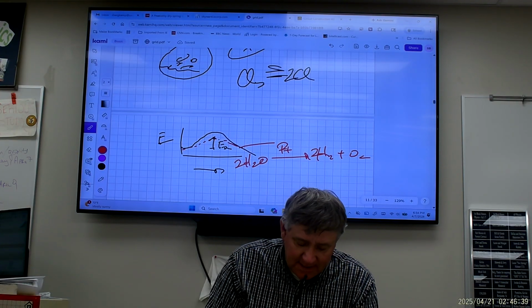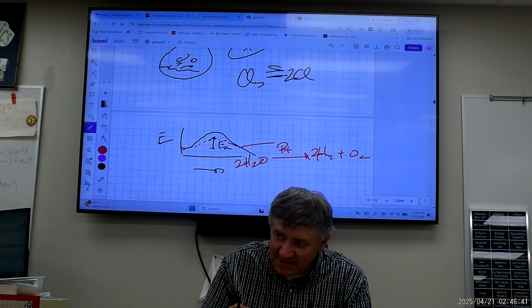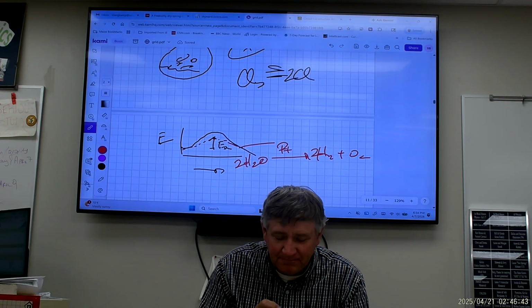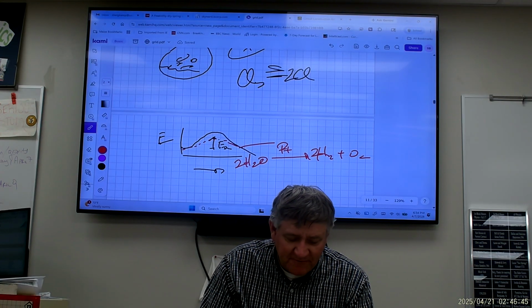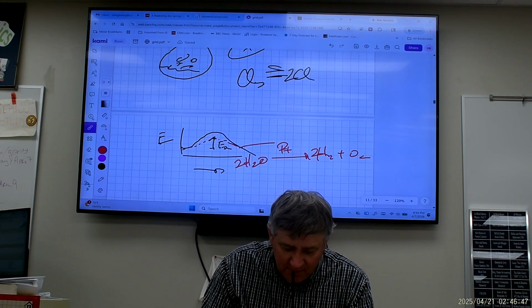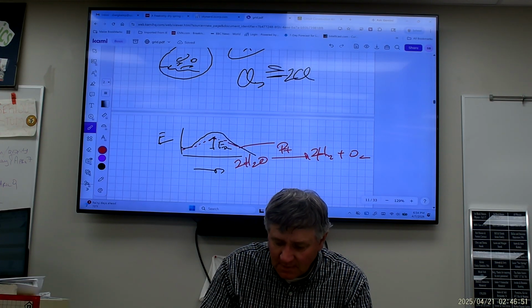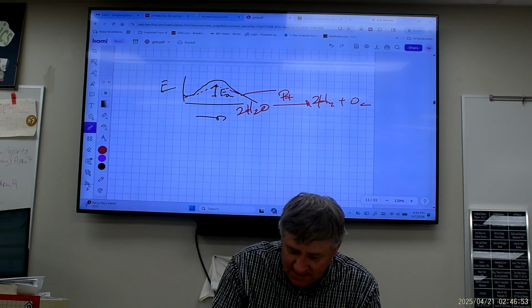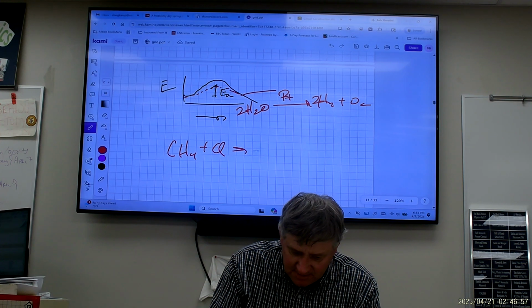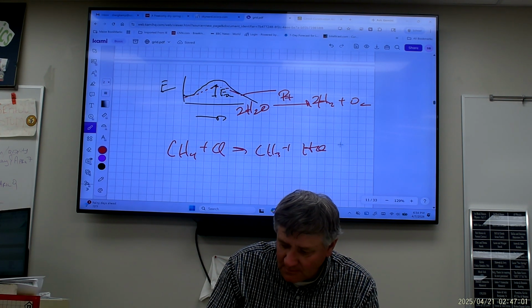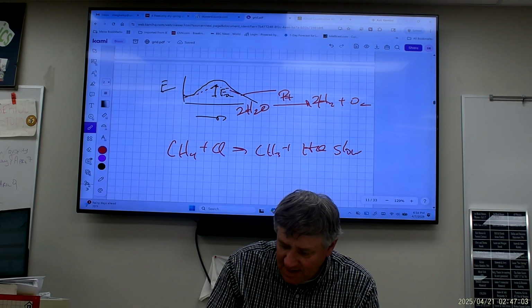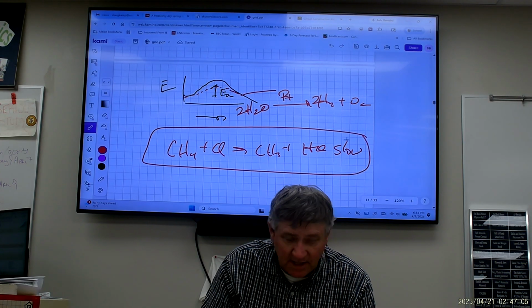So, E. One of these is really easy, and the other one's tricky. Okay? So, identify the order of the reaction with respect to each of the following according to the mechanism in each case. CH4. Now, the whole key to this is that you have CH4 plus Cl turning into CH3 plus HCl. And that's identified as a slow step.